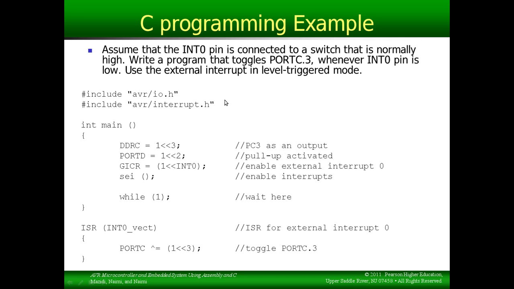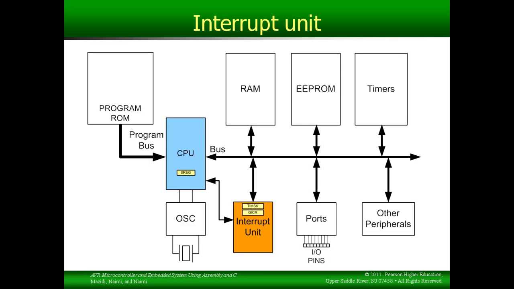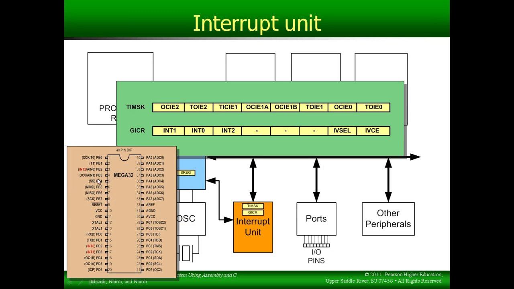So we want to enable the internal pull-up resistor on that pin. And let's go back a few slides to the pin diagram for the ATmega32, which is the microcontroller that this program is written for, and see which pin INT0 is. There it is. INT0 is port D pin 2. So now we know we need to enable the internal pull-up resistor on port D pin 2 because we're going to use INT0, the external interrupt.